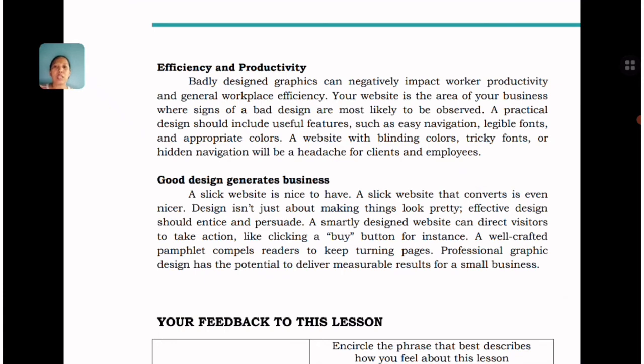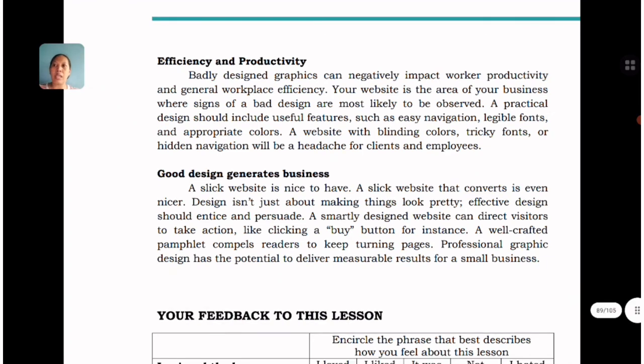Good design generates business. Of course, kapag good design at well accepted ng inyong clients or customers, babalik at babalikan nila yung inyong product or service. And syempre, good yon para sa business. So, those are the different information about graphic design. Nalaman natin yung elements and yung principles and yung importance bakit kailangan natin ng graphic design.